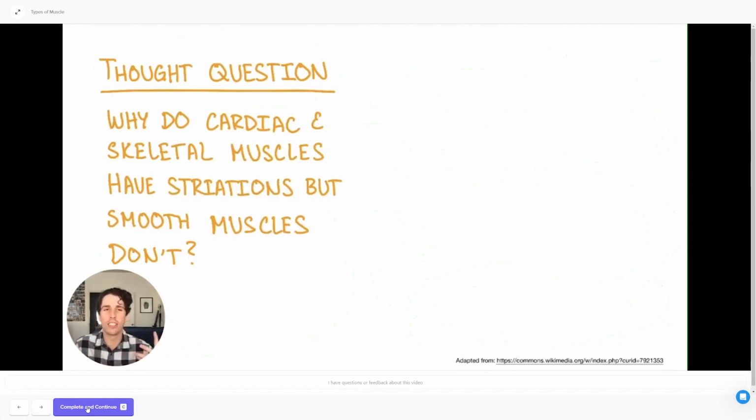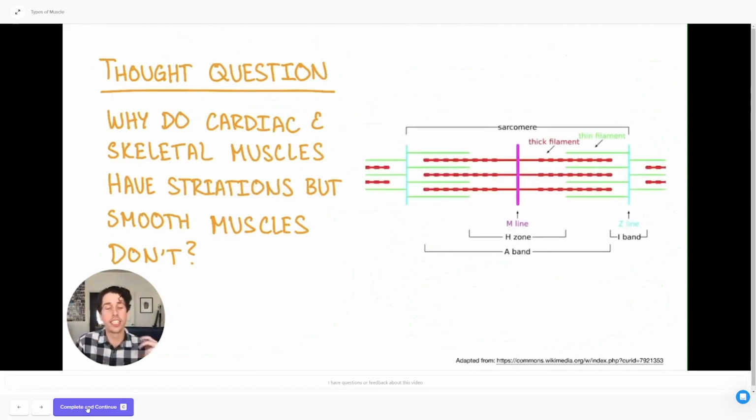So a little thought question for you is why do cardiac and skeletal muscles have striations but smooth muscles don't? So just take a moment to think about that. Pause the video if you want to. But the answer is going to be right here with sarcomeres.